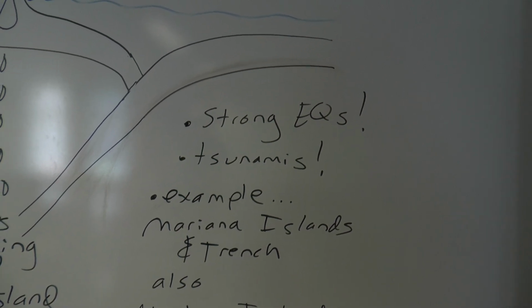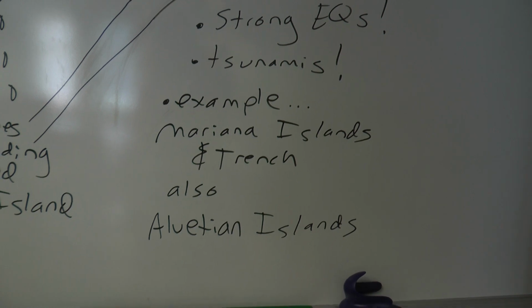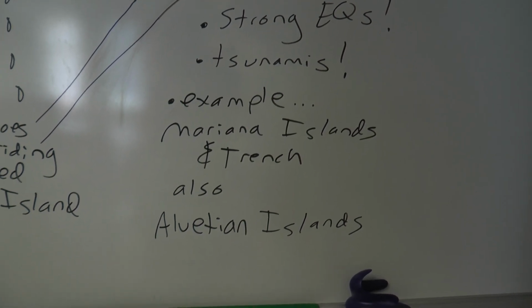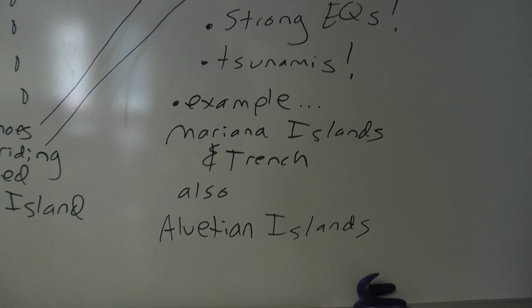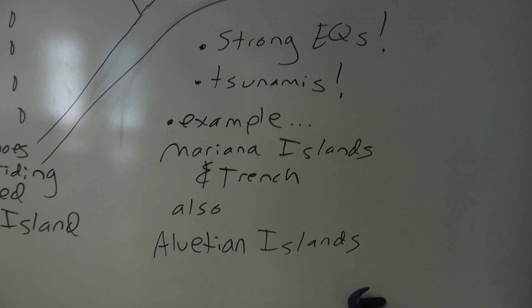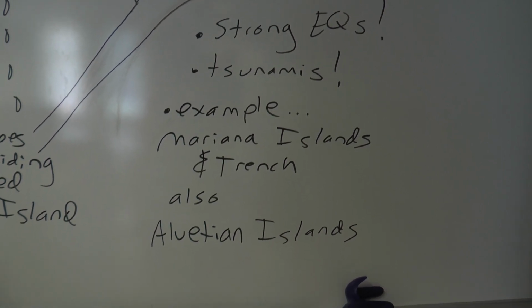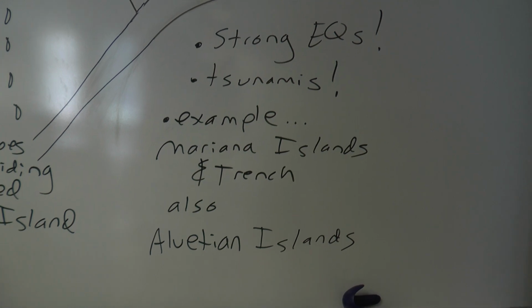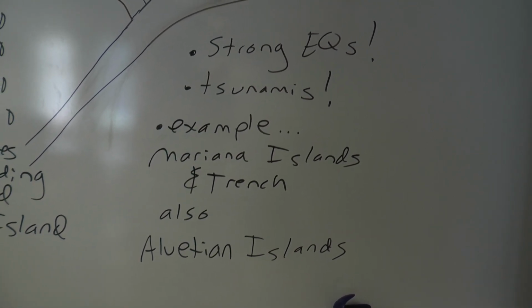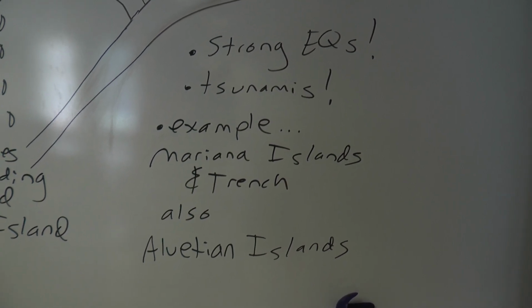We can have tsunamis. Our best examples, my favorite examples, are the Mariana Islands and Mariana Trench in the Pacific. Very famous location. Remember that the Mariana Trench is the deepest part of any ocean basin on this planet. And of course the Aleutian Islands, which are up there kind of south of Alaska. If you ever watch Deadliest Catch, that's where they are fishing. So the Mariana Islands and Trench and the Aleutian Islands are really good examples of this.